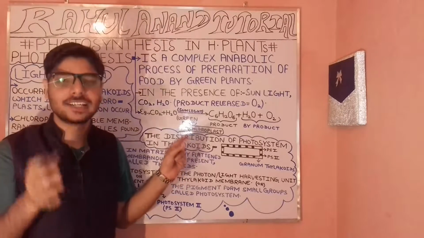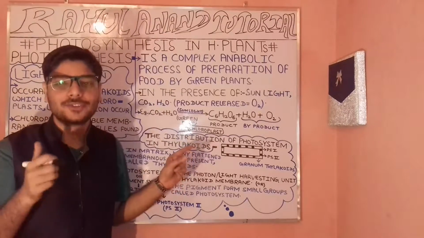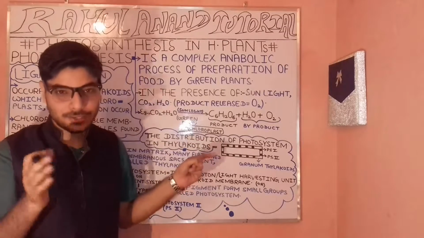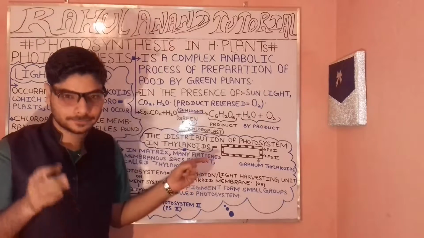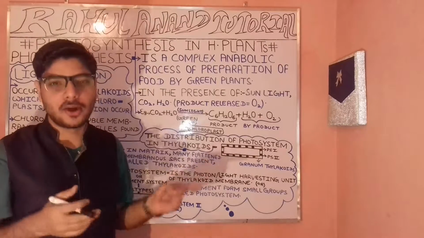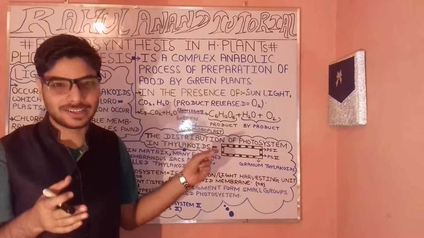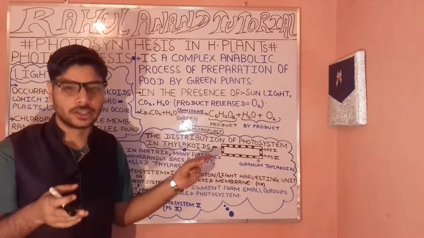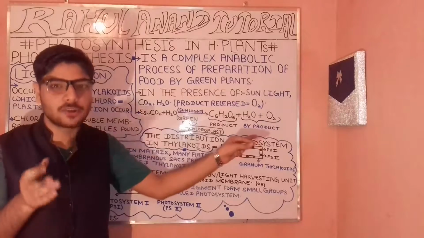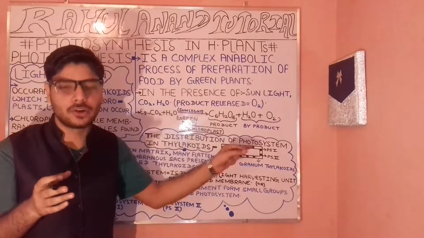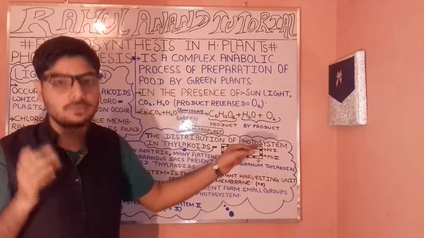Then, in the presence of sunlight, what will be formed? We will have C6H12O6 plus H2O plus O2. What is C6H12O6? It is glucose. After that, you have the water molecules. Then the oxygen, which is diatomic in nature, plays an important role and is often known as the life-saving gas.